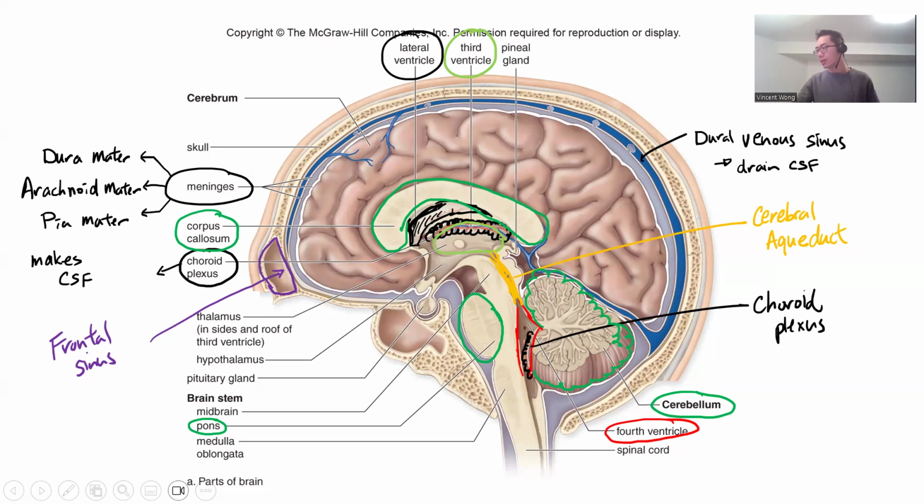There's a question here. Is groove the same thing as separation? Yeah, a groove is some kind of separation. If it's a shallow groove, then it's a sulcus. If it's a deep groove, then they say it's a fissure. They mean the same thing.